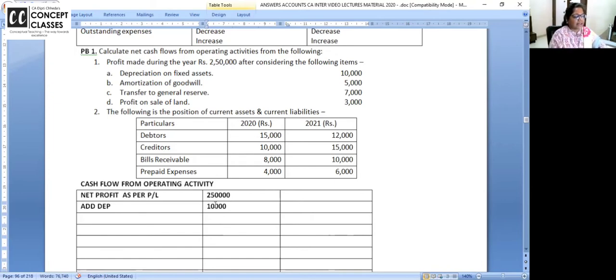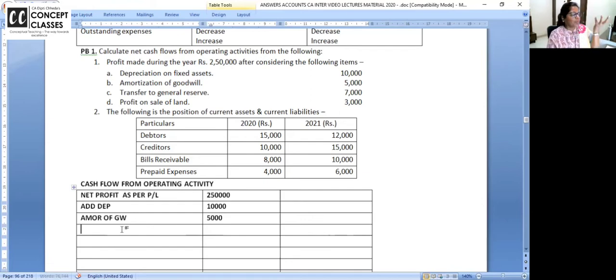So add back depreciation. Then we have amortization of goodwill. How much is it? 5,000. Amortization of goodwill is a book entry. P&L is debited and goodwill is reduced. No money has gone out and it's not a business related expense in cash. So add back. Transfer to reserve.